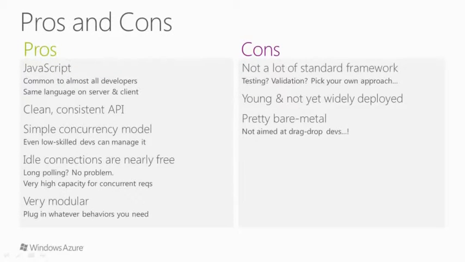Before we dive into Node, it is important to understand some of the pros and cons. One of the biggest positives about Node is that it allows you to write your application in JavaScript. Because many developers already know JavaScript, they can now use their existing skills to develop server-side apps in Node. Node also has a clean and consistent API and is very modular. Additionally, Node has a very simple concurrency model that can be managed by even low-skilled developers. One of the biggest benefits for using Node is that idle connections to your Node app are nearly free. Operations such as long polling are extremely efficient on Node.